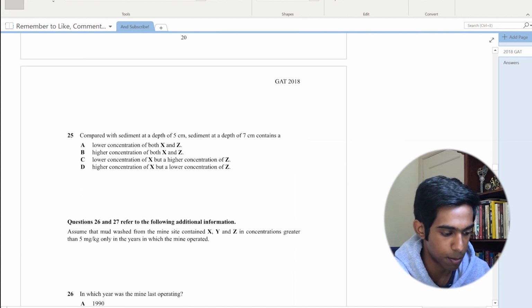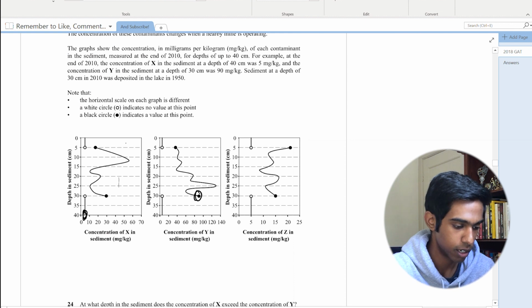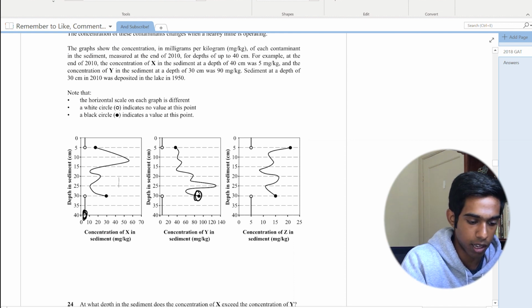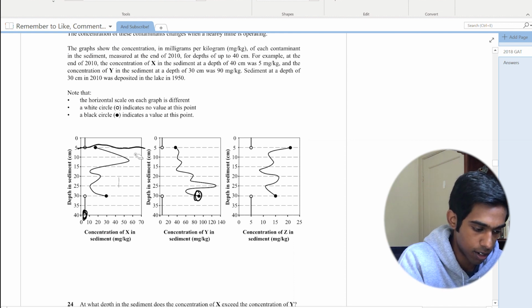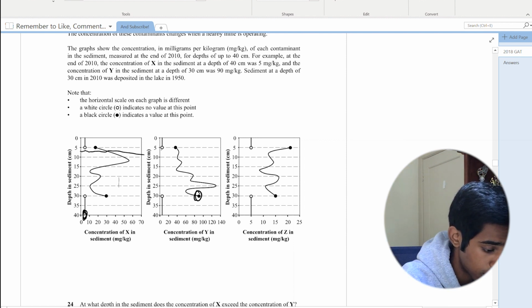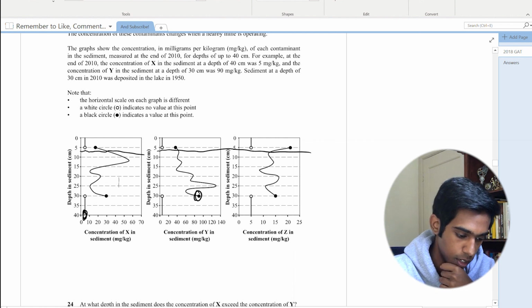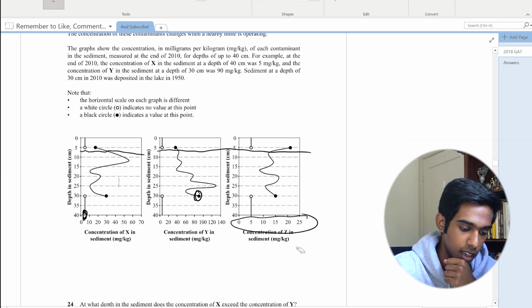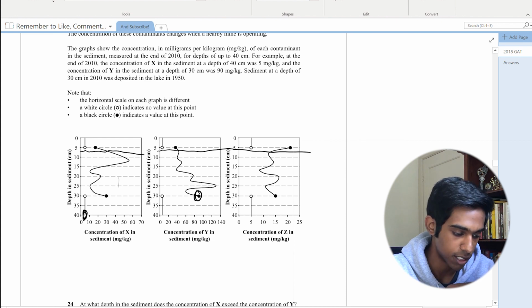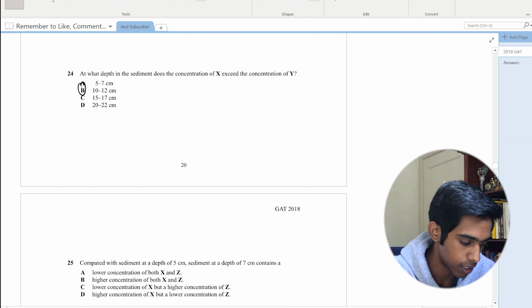Compared with sediment at a depth of 5 centimeters, sediment at a depth of 7 cm contains, so let's just draw, what I would do if I had a ruler is just draw a line through here, but I can't do that. And then 7, we're looking at 7, which is like here. The first thing is that the scales are different, so you've got to be careful about that. So look at the answer options.